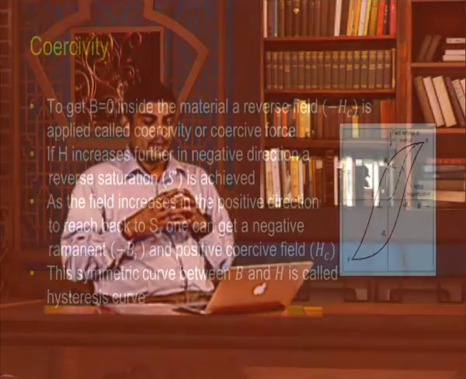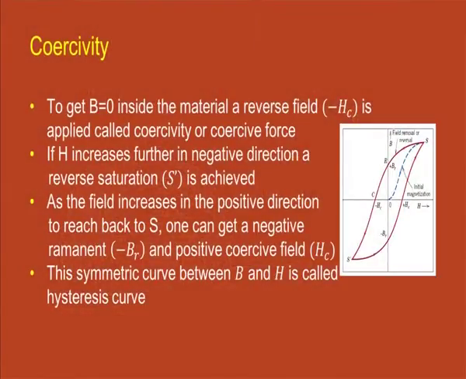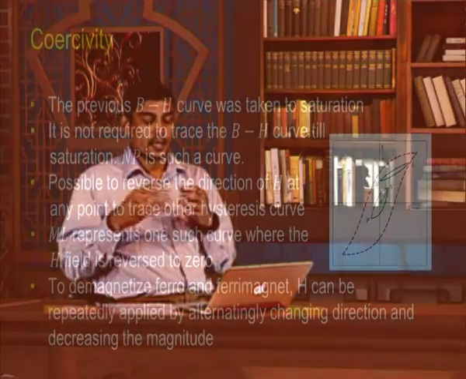Now, if we observe this particular curve, we will find that this is a symmetrical curve, but it has some amount of hysteresis. That means it retains some amount of magnetic moment even if we are going back to the same magnetic field strength that we started with.